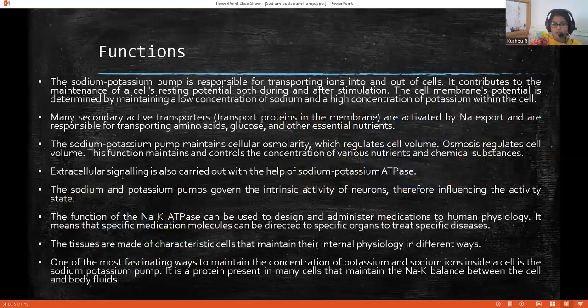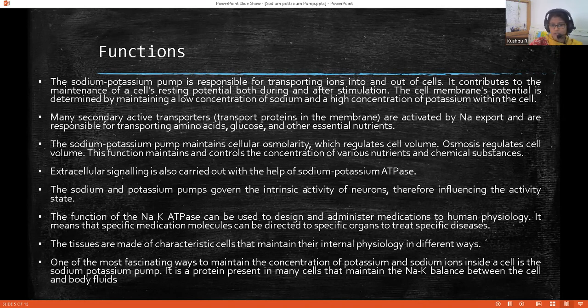The function of the sodium potassium pump is to stabilize the ion motility in and out of the cell. Having too much sodium inside the cell would affect its metabolic activity. So the exit of sodium molecules is regulated, and the entry of potassium ions is regulated.